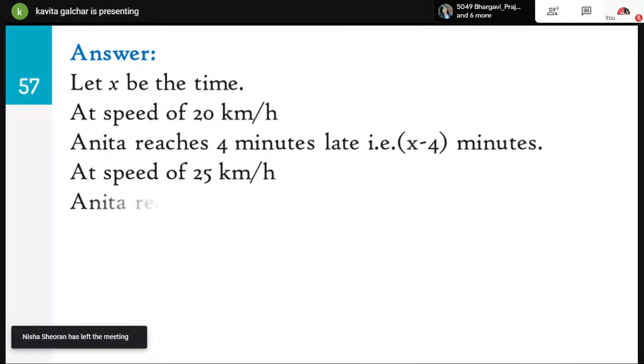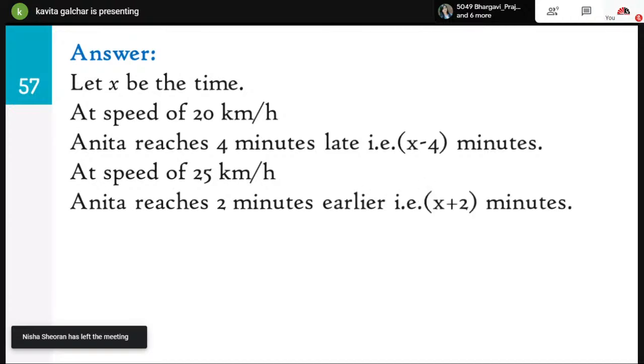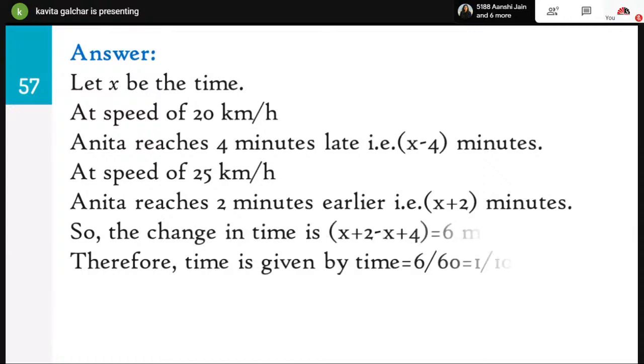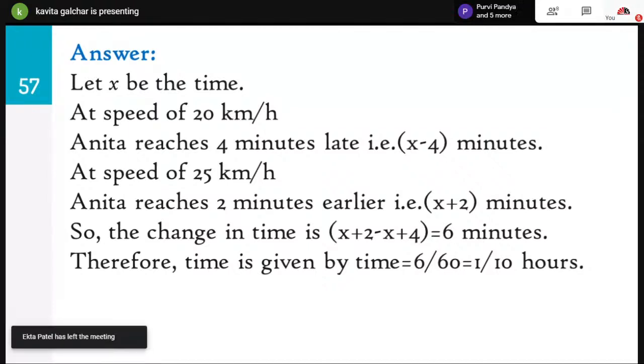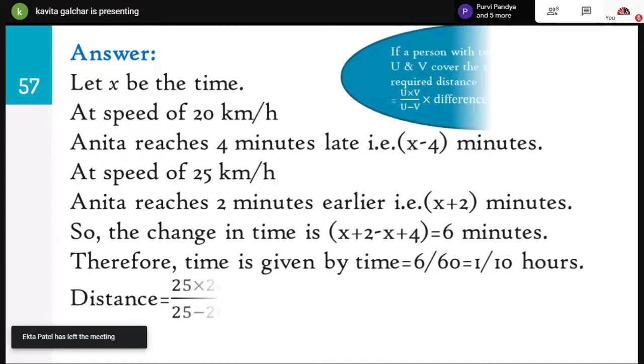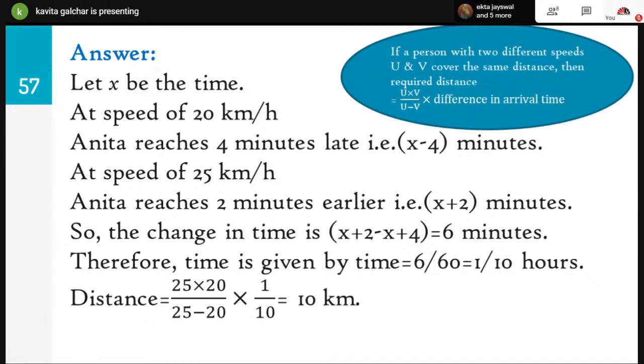At a speed of 25 km per hour, Anita reaches 2 minutes earlier, so you will get x minus 2 minutes. So the change in time is x plus 4 minus x minus 2, that is 6 minutes. But it is in minutes, so by converting it into hours, distance is 25 into 20 upon 25 minus 20, into 1 upon 10.